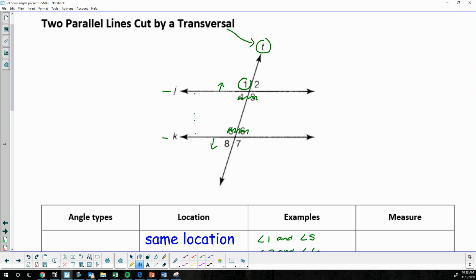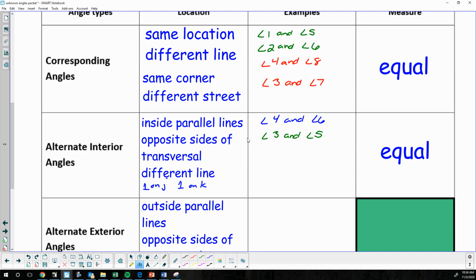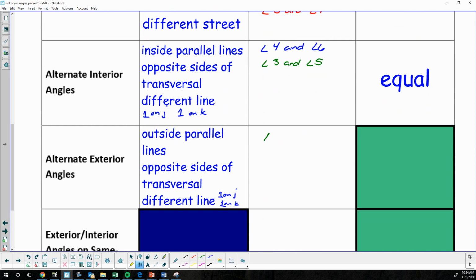So starting with 1, see 2 is opposite of the transversal, but it's on the same line. So that doesn't count. I have to have one angle from J and one angle from K. Well, 8 is on the same side. 7 is the only one that is opposite. So 1 and 7 are our first pair of alternate exterior.